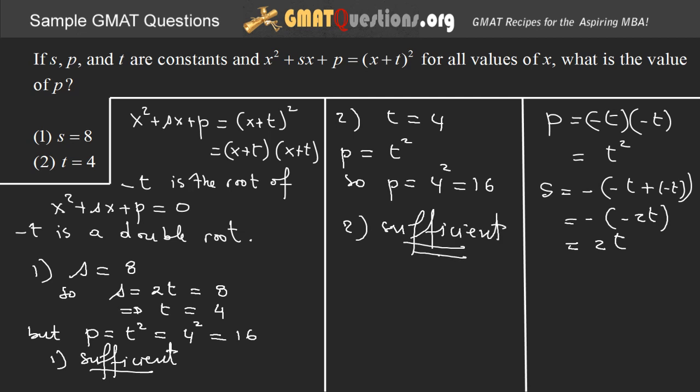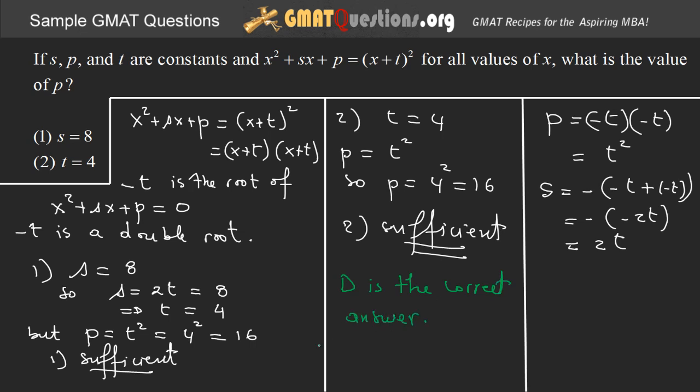Okay? Number 1 is sufficient. Number 2 is sufficient. So in data sufficiency terms, the correct answer is D. D as in dog. So D is the correct answer.